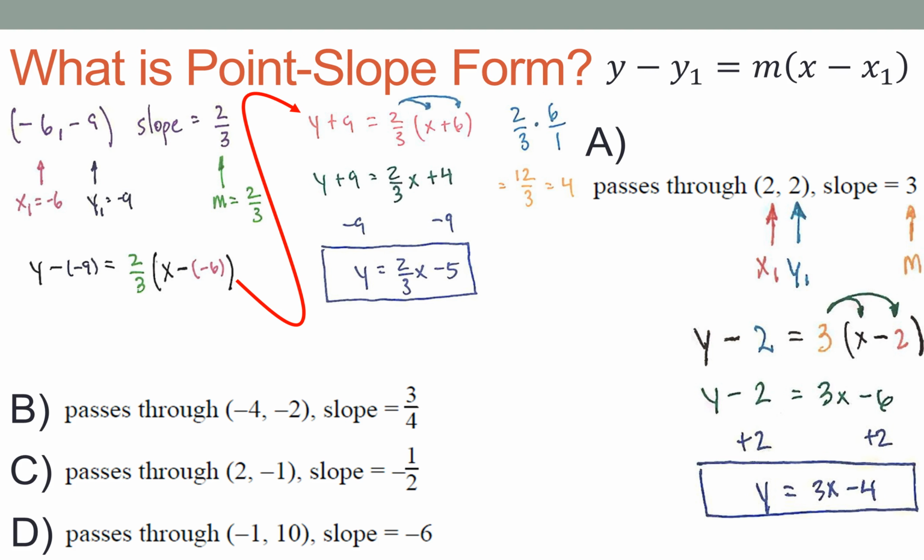So 2 comma -1, a slope of -1/2. And example D passes through -1 comma 10 with a slope of -6. Go ahead and pause the video. I'll be here when you've worked those out.